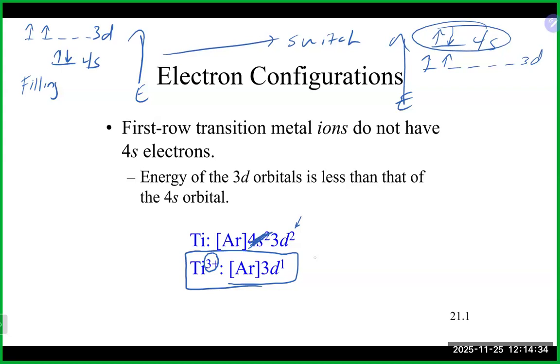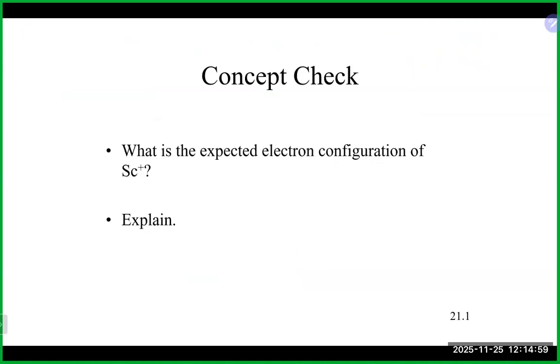Remember also, unlike representative metals, which when they lose electrons end up at noble gas configuration, isoelectronic with noble gases, meaning they have the same electron configuration as noble gases, transition metals don't typically end up at noble gas configuration because they would have to lose too many electrons to do so.